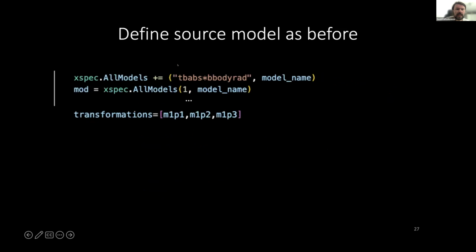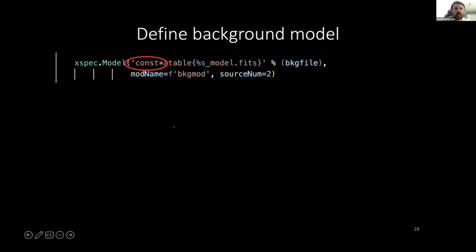Right. Then next, we again define our source model. So this is exactly the same way that we did it before. The only difference is that we don't immediately define the solver, but we save the transformations, so the priors, in this list here, because we need to add one additional one, which will be the normalization for the background spectrum. And the next thing we do is to load an additional model, which is exactly this file that we created with the fit background. And we load it as a table model and multiply it by a constant.